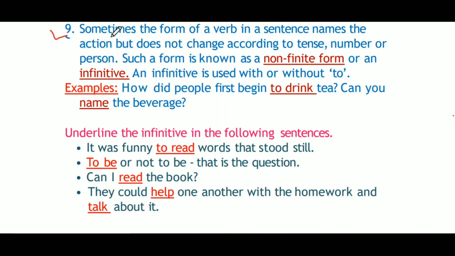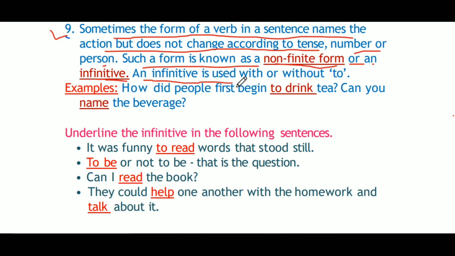Now number 9. Sometimes the form of a verb in a sentence names the action but does not change according to tense, number or person. Such a form is known as a non-finite form, or an infinitive. An infinitive is used with or without to. Example: How did people first begin to drink tea? The infinitive is to drink. Can you name the beverage?